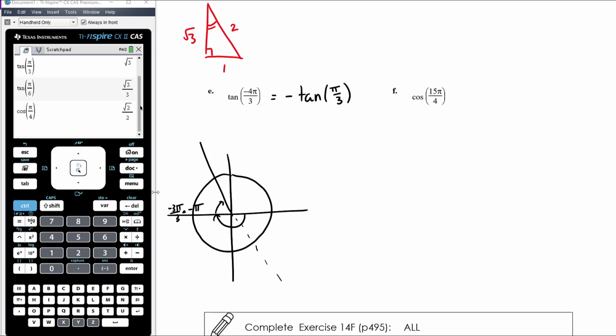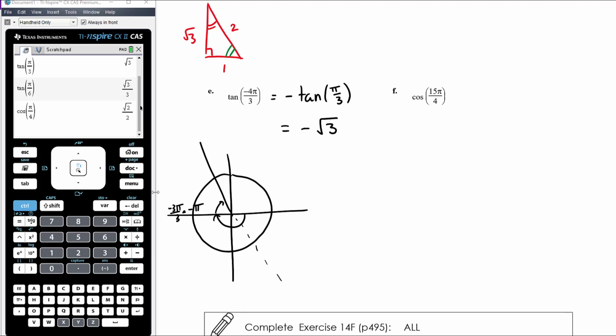Again, I've got my triangle drawn just up here in the previous question. So pi on 3 is the green angle I've just highlighted. Tan of pi on 3, opposite over adjacent, so root 3 on 1, so that's root 3. So therefore this is equal to negative root 3.